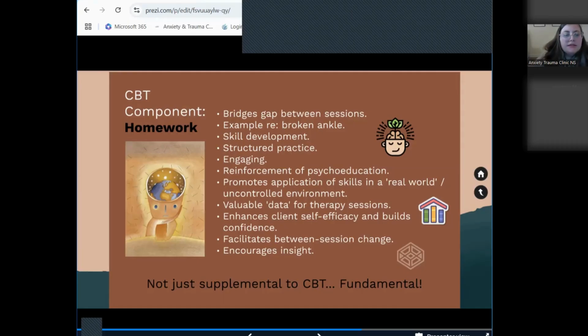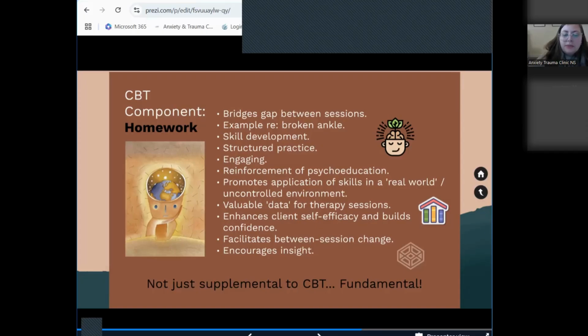Homework also provides some valuable data that we're able to use in therapy. It's really helpful to us as well, where we're able to look at thoughts that you've tracked, or behaviors or emotions. And then those records give us and you as a client valuable data to analyze patterns, to refine strategies, to measure progress, things like that.